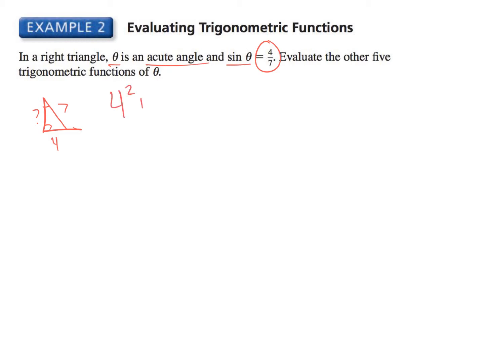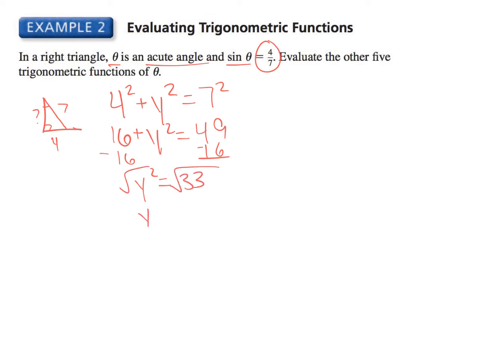We have 4 squared plus, we'll call it y squared, since we don't know that side, equals our hypotenuse squared, which is 7 squared. That's 16 plus y squared equals 49. Subtract 16. Sorry, y squared equals 33. I was thinking a little too far ahead. Then we take the square root and y equals root 33. So notice it's not always going to be a pretty number, but we'll make it work.